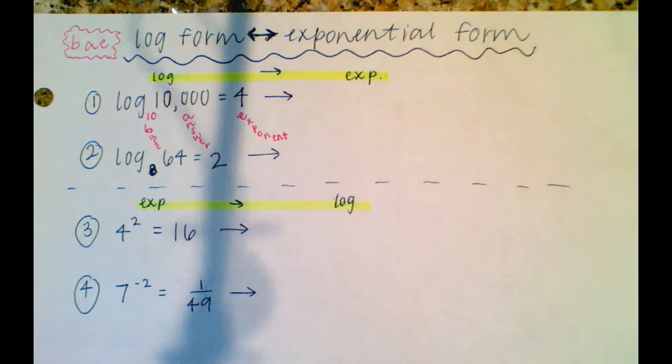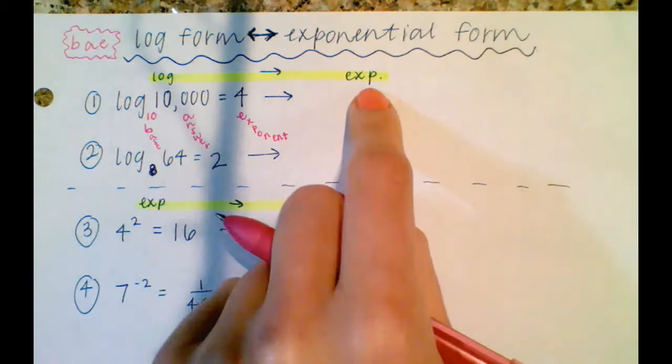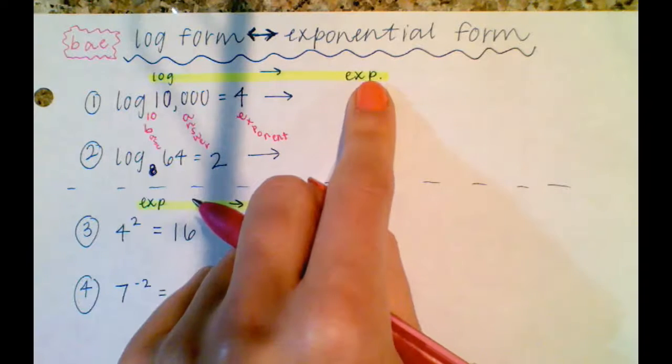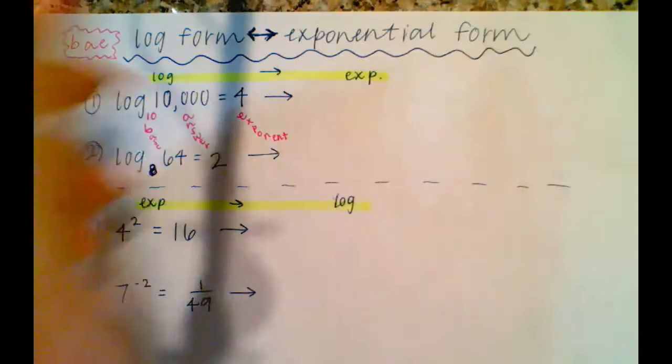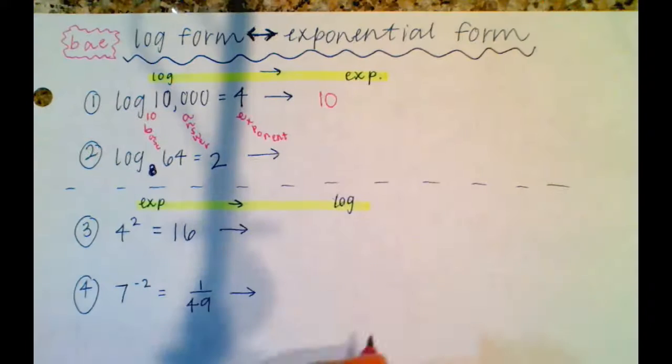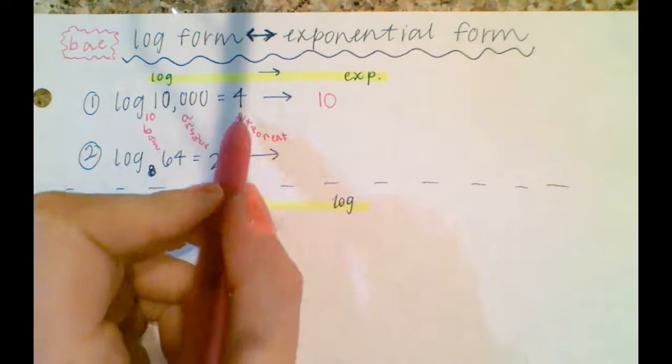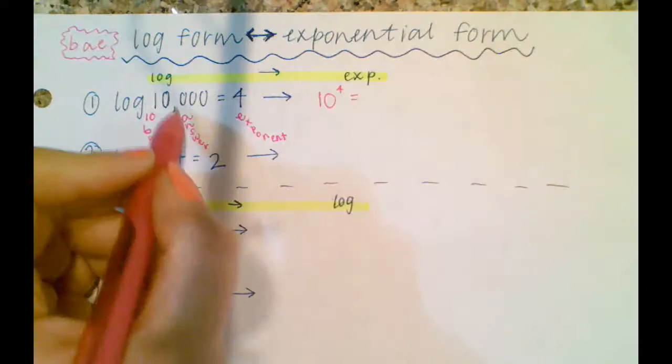So, you can use your bae in log form to rewrite it in exponential form. The B value is going to be the base of your exponential form, so 10. The E is going to be the exponent in your exponential form. And the A is going to be your answer in exponential form.